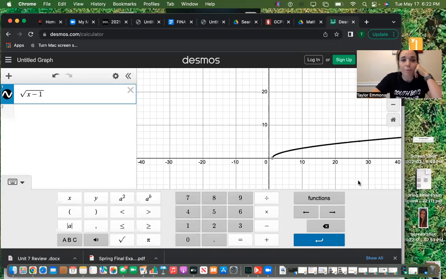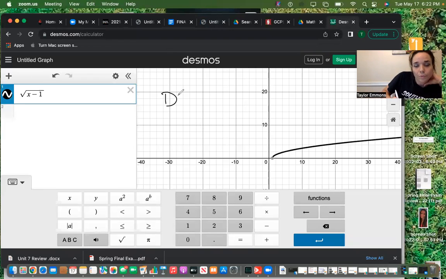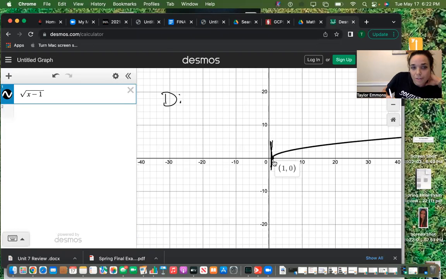I know on your paper it says find the domain and range, so we're going to do that. When we do domain, our farthest left x value is right here. What value is that? Well, if my mouse would work, that's 1, 0. So my farthest left x value is 1. And what's my farthest right x value? Well, it keeps going off the page, right? So that's going to be infinity.